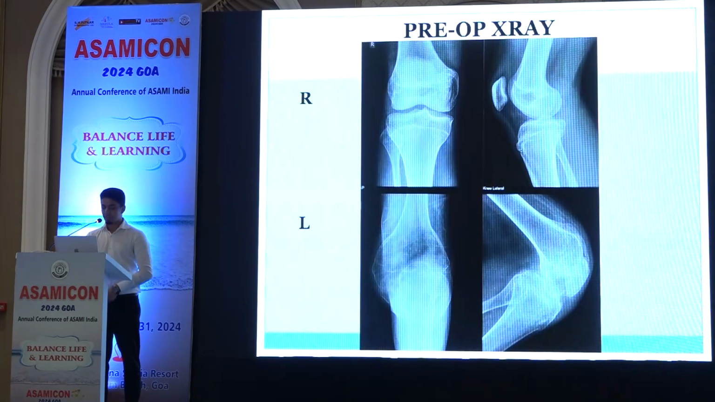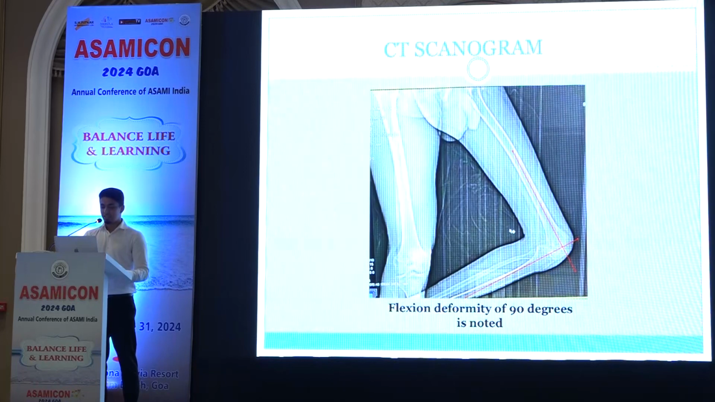This is the pre-op X-ray. Compared to the right side, the left side shows erosion of the articular cartilage, fusion of the patella over the femoral trochlear groove, and a flexion deformity of the knee. The CT scanogram was done to calculate the flexion deformity and was found to show a flexion deformity of 90 degrees.